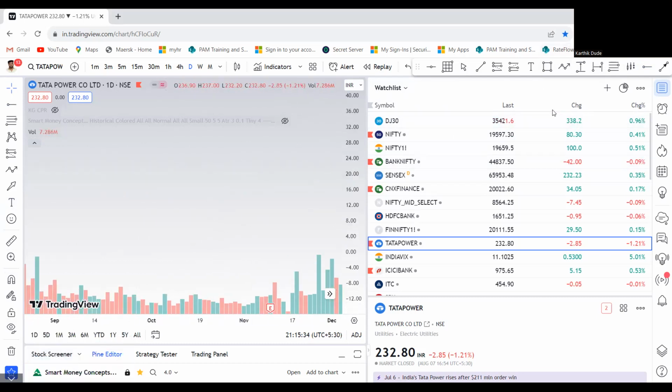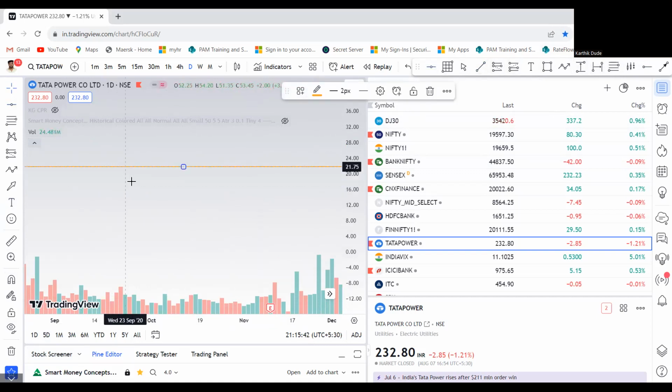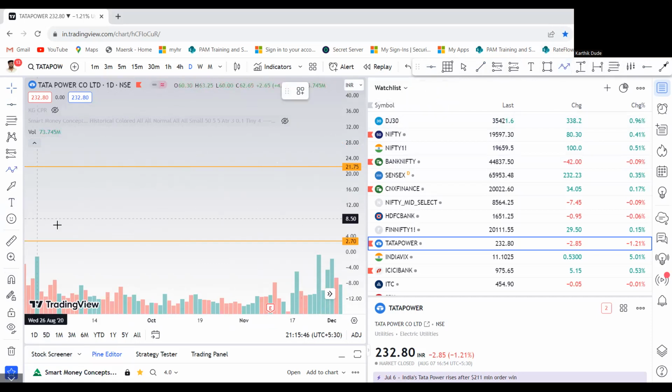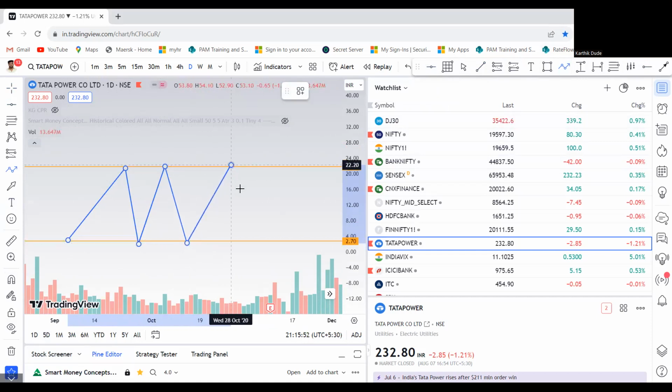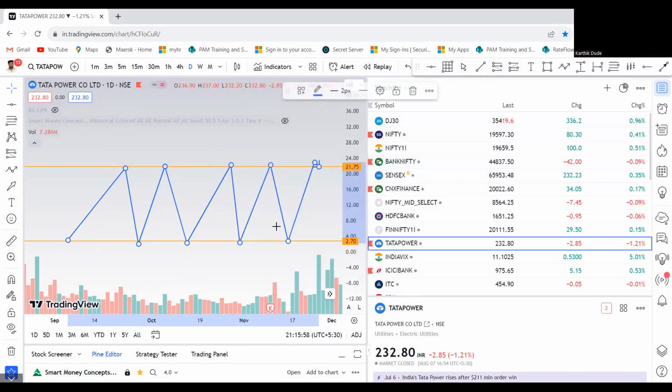So the third trend will be sideways. Sideways is like a market where you draw support and resistance. The market will be ranging between these two. It never forms a higher high or a lower low. The market will go for a range. So these three are the only possibilities which you can see in the market.